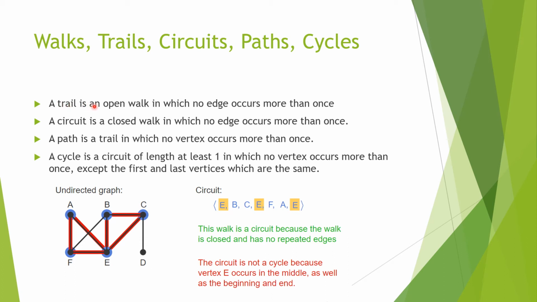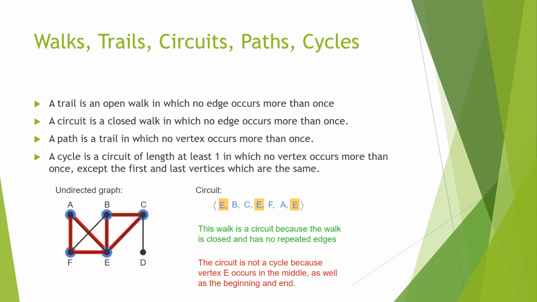A trail is an open walk in which no edge occurs more than once. So a trail is an open walk with no repetitive edges. What is a circuit? A circuit is a closed walk in which no edge occurs more than once. So a closed walk with no repetitive edges is called a circuit.